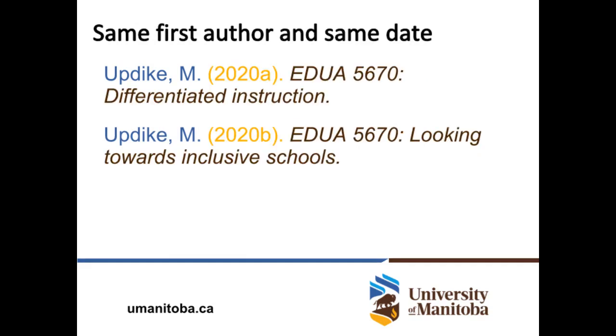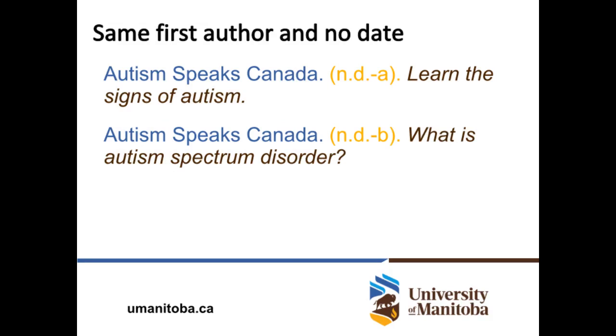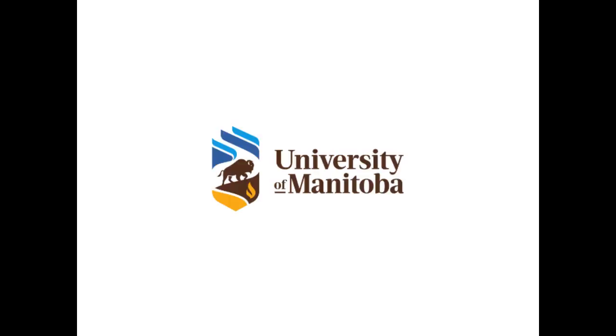If the sources have the same first author and were published in the same year, use the title to arrange them alphabetically. In this situation, you also need to add a lowercase letter after the year. These letters are also included in the citations to make it clear which source is being cited. If the sources have the same first author and there is no date of publication, include a dash before the lowercase letter. Hopefully this tutorial will help you properly cite and reference your sources in APA style.